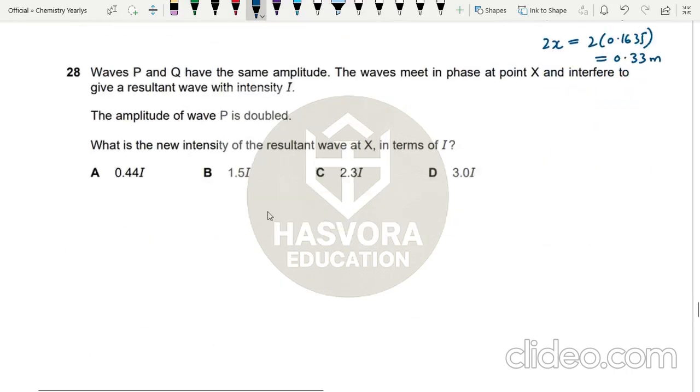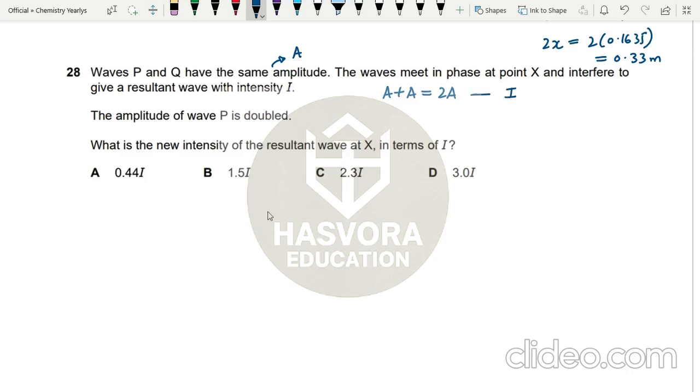Now we have this last question, which is: waves P and Q have the same amplitude. The waves meet in phase at the point X and interfere to give a resultant wave with the intensity I. Now they have given you two waves, okay? They have the same amplitude. Let's consider it as A. Now they meet in phase at point X and interfere to give a resultant wave. So you know that for interfering waves, their amplitudes produce a resultant, and A plus A will become 2A. This will give the resultant amplitude, and its intensity is I.